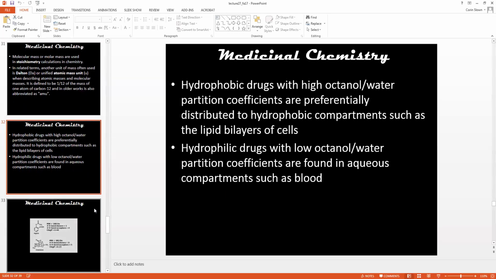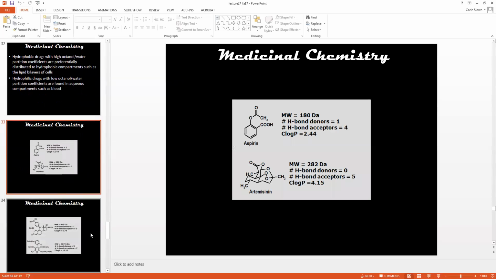So hydrophobic drugs with high octanol-water partition coefficients are preferentially distributed to the hydrophobic compartments, such as the lipid bilayers of cells. Hydrophilic drugs with low octanol-water partition coefficients are then found in the aqueous compartments, such as blood. So let's take a look.